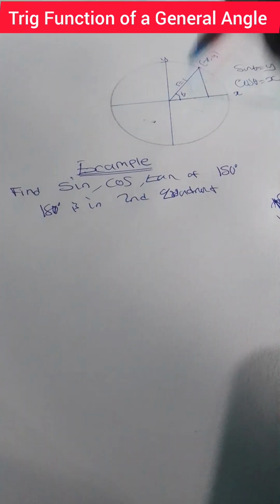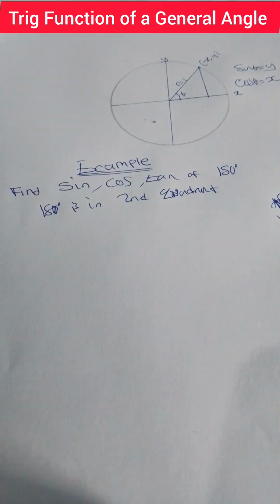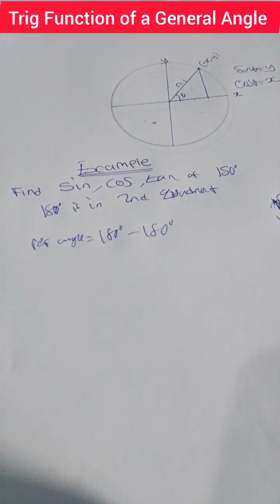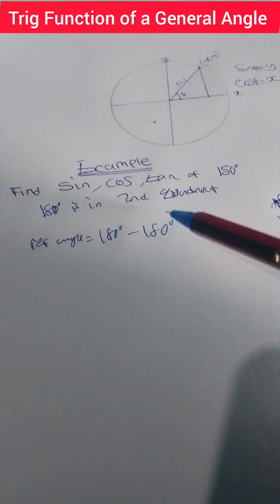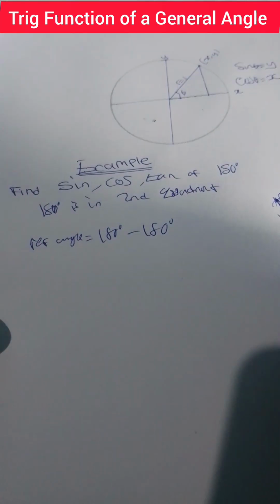So how do we find this? Since it's in the second quadrant, we say the reference angle is equal to 180 degrees minus 150 degrees. Do you get the point? 180 degrees minus 150, because 150 is like this. It bypasses 90 here, so it will come something like this.